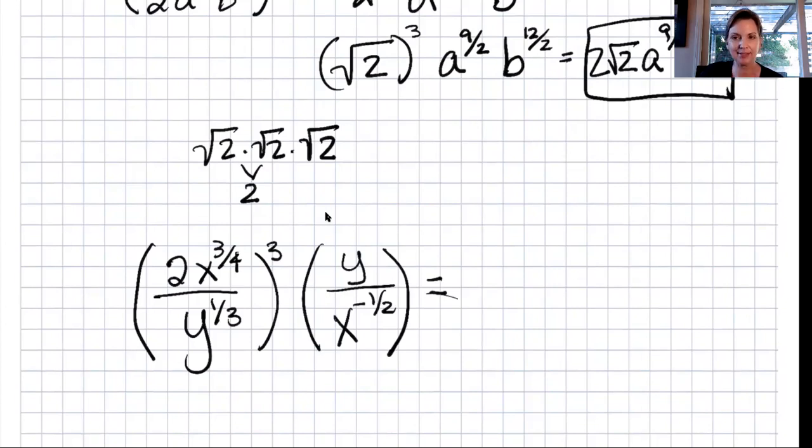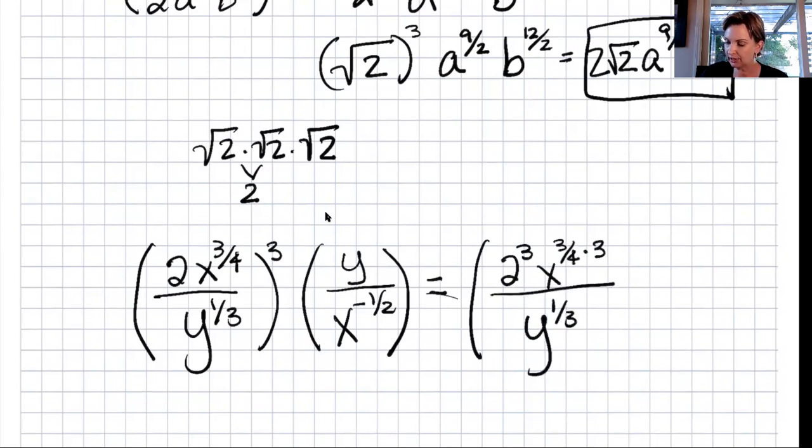Okay, back. Let's see how we did. You're going to take that 3 on the first part and distribute it through everything, bit by bit. So you're going to do 2 to the 3rd power, x to the 3/4 times 3, and y to the 1/3 times 3. Just take it bit by bit, put that 3 down on all 3 parts.